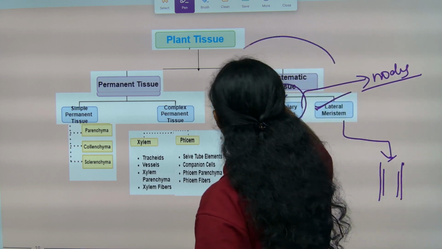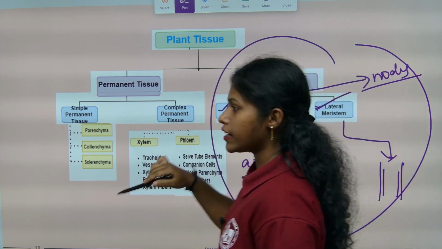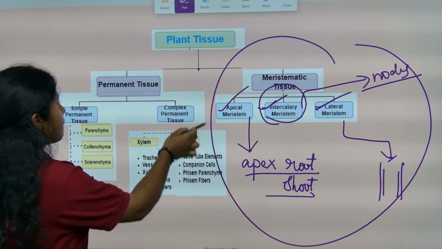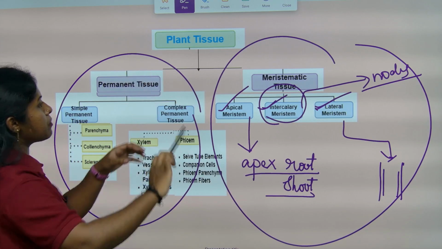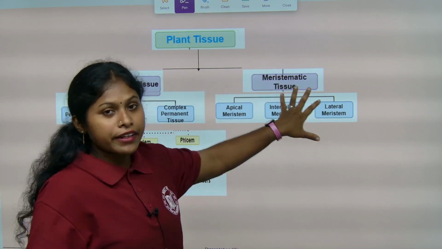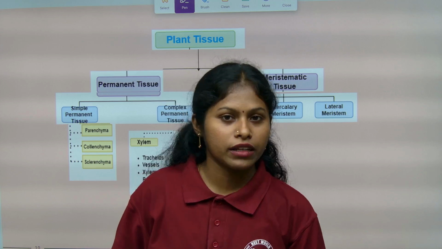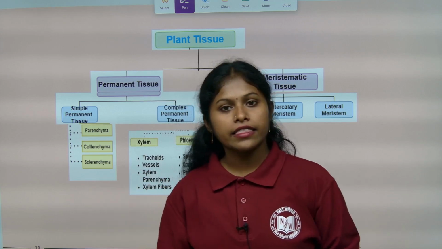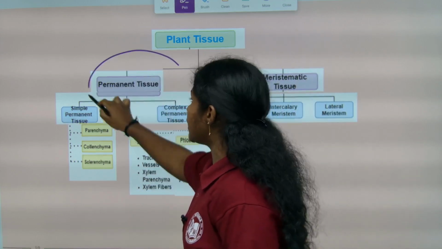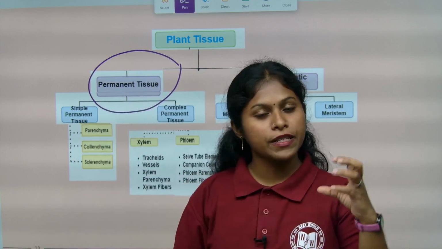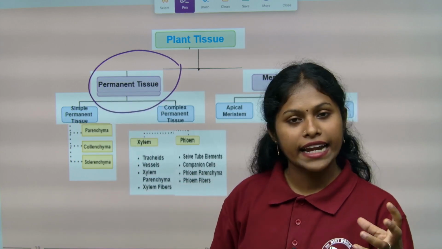After this meristematic tissue, we are going to deal with the permanent tissue. One thing we can remember, children: when the meristematic tissue loses its ability to divide, it forms the permanent tissue, and the permanent tissues have specific roles, structure and size.